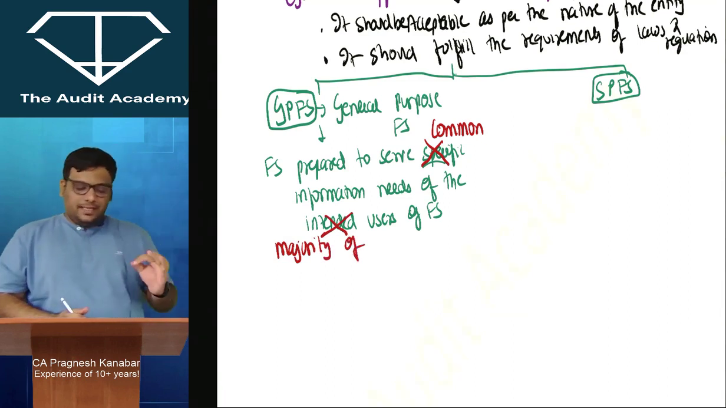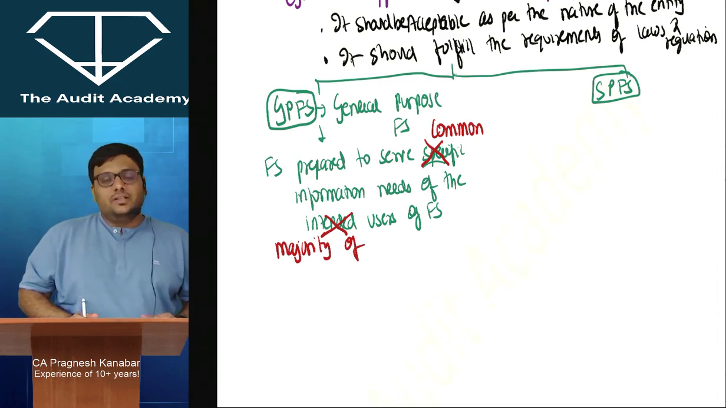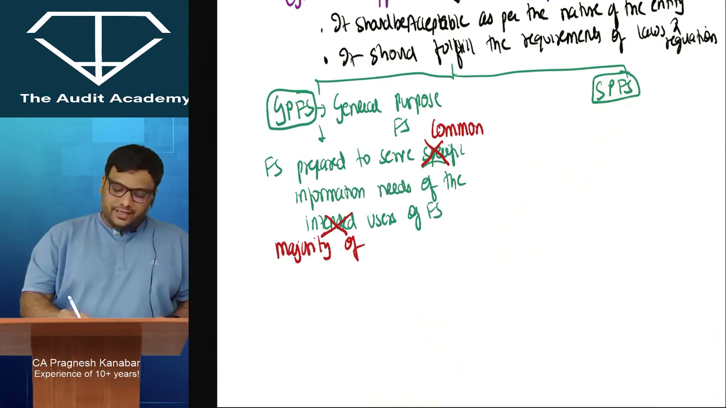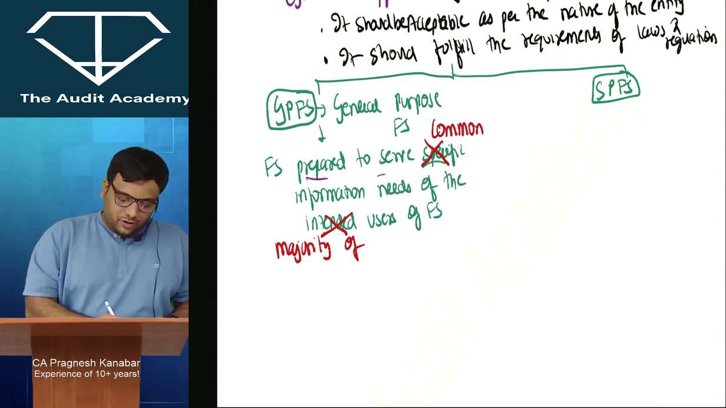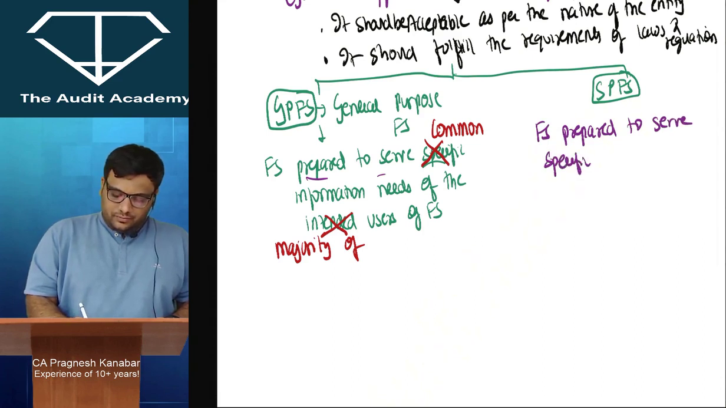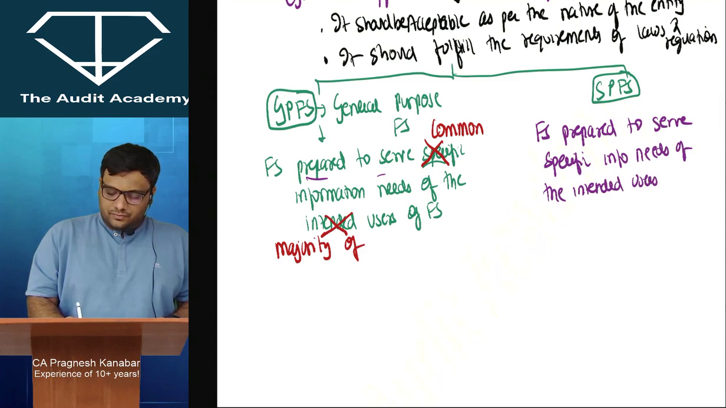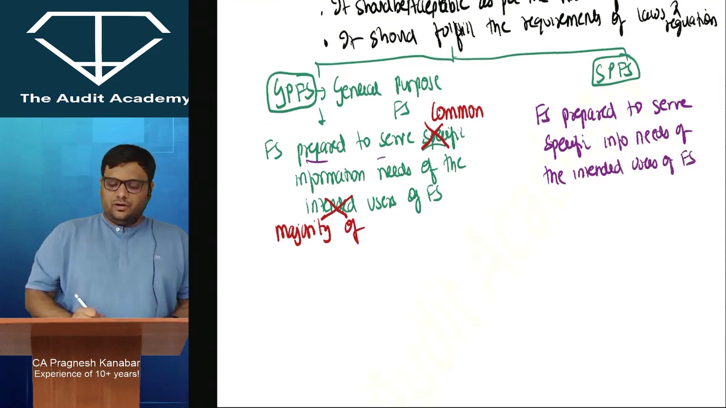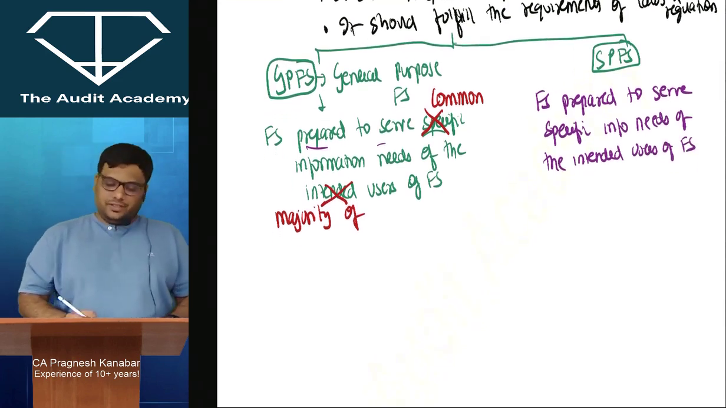All right, that is general purpose financial statements, the normal company final accounts. Special purpose financial statements, you have to copy this now. Financial statements prepared to serve specific information needs of the intended users of financial statements. Done? Done. Okay.